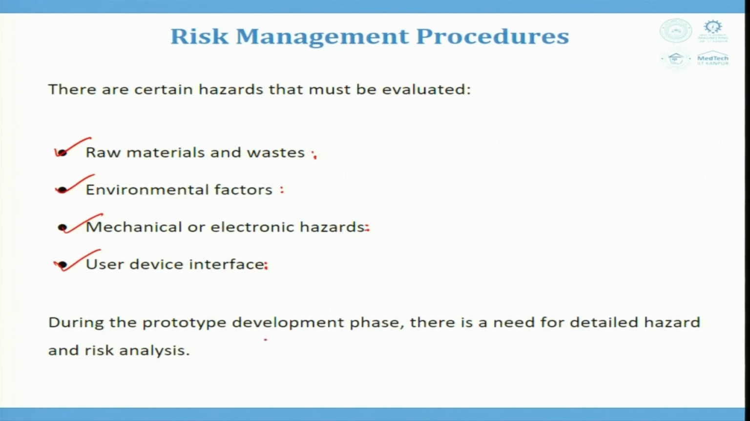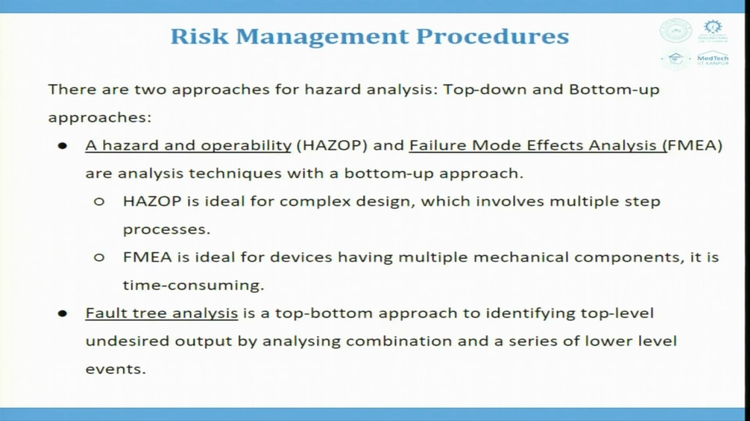So, during the prototype development phase, there is a need for detailed hazard and risk analysis. There are two approaches for hazard analysis, top down and bottom up. HAZOP and FMEA are two analysis techniques, hazard and operability and failure mode effect analysis. These are two techniques with a bottom up approach, that is, we try to identify the fault at the bottom and try to rise from there, which were discussed in the previous weeks.